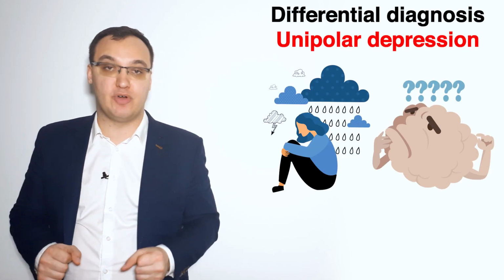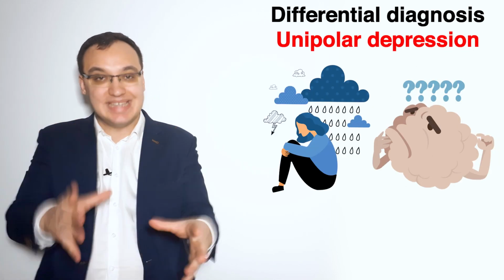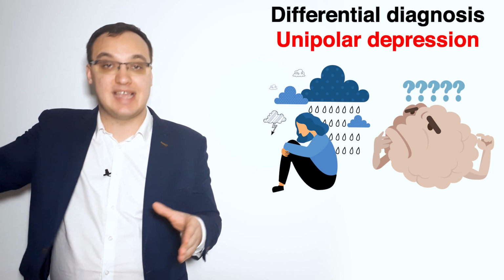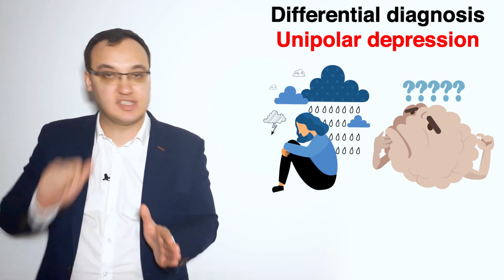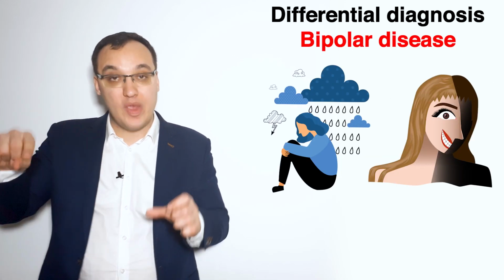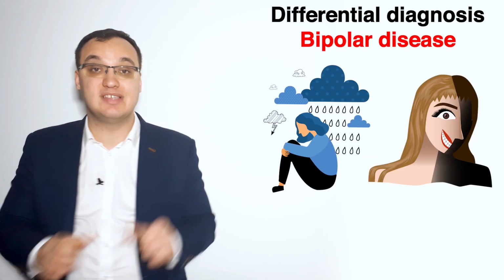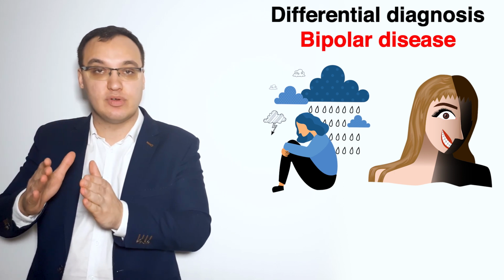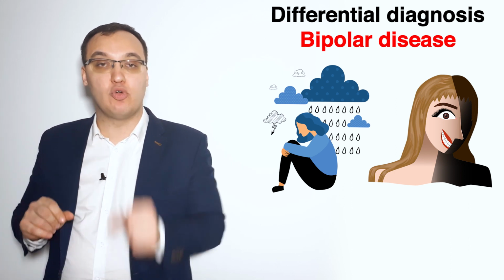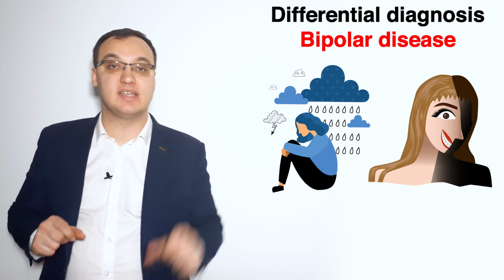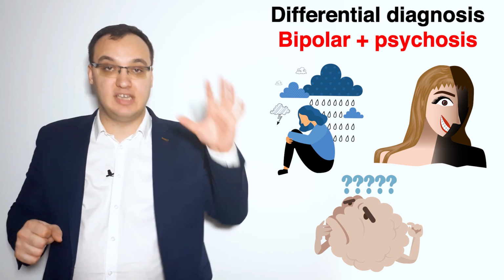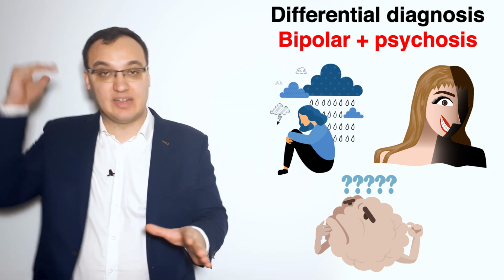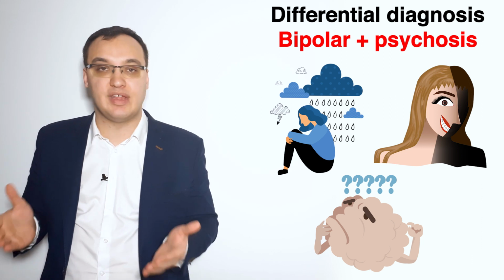Then we have unipolar depression. That is a depression as a base disease, and on top of that, a psychosis. And then we have unipolar depression with psychosis. So not schizophrenia. And we have bipolar disease with psychosis. Bipolar disease, as we know, is depression and manic behavior. Therefore, it's called bipolar. Unipolar means only depression. Bipolar means depression and manic behavior. And we also have then bipolar disease with psychosis. So we have depression, we have manic behavior, and on top of that, we have psychosis. That is also not schizophrenia.